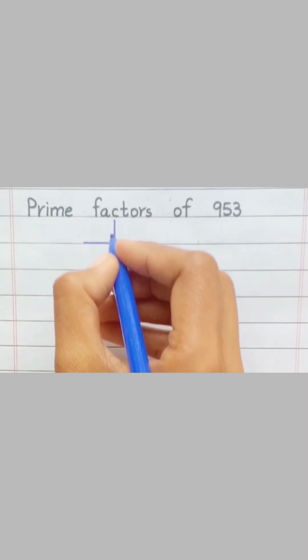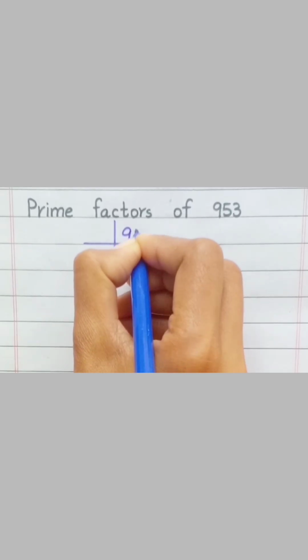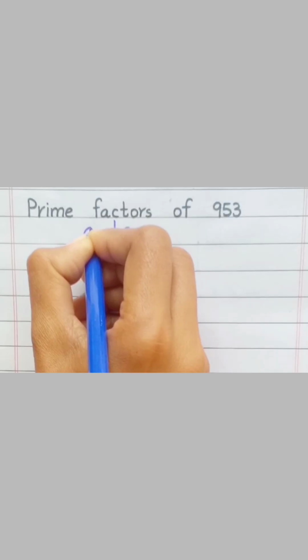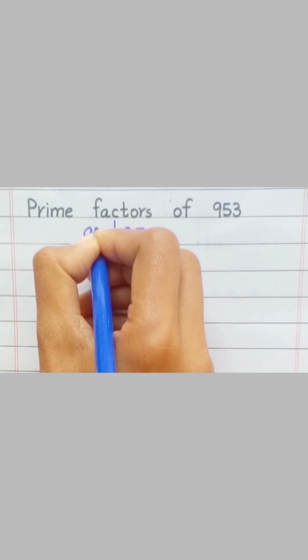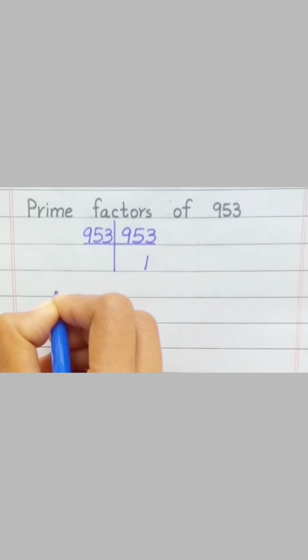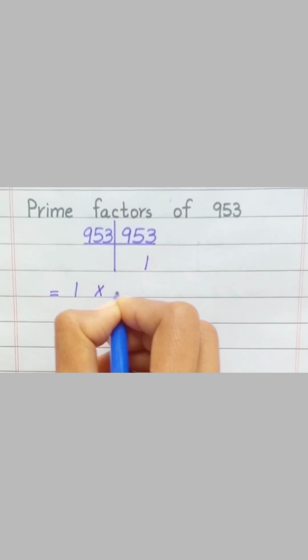Prime factors of 953. 953 ones are 953. Equal 1 multiply 953.